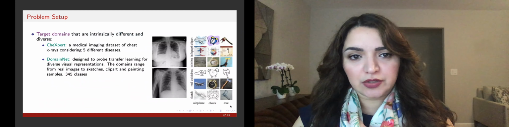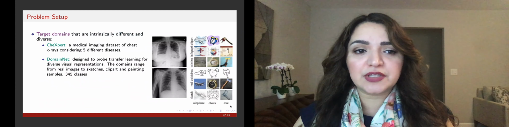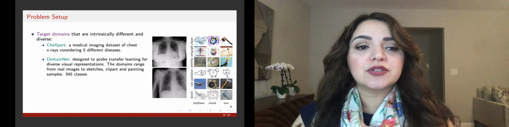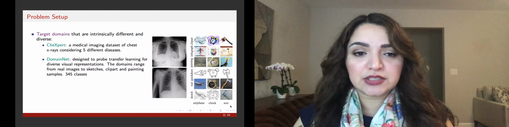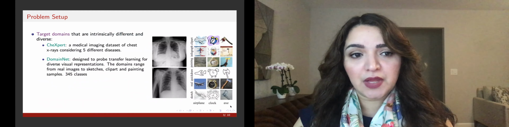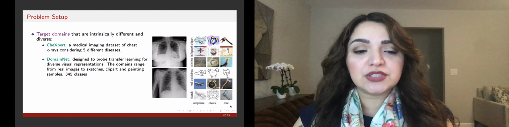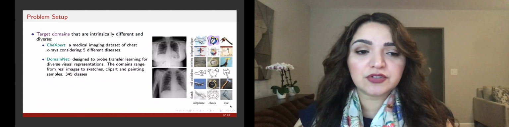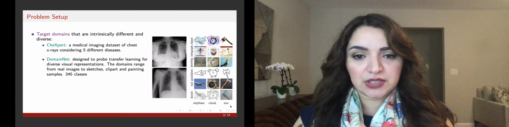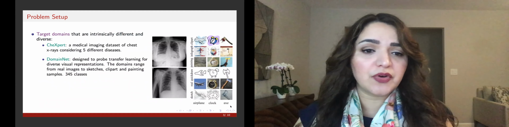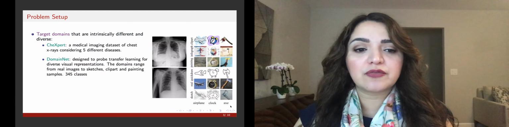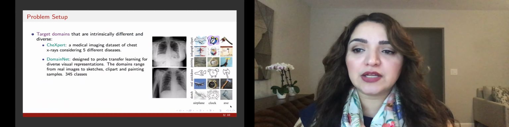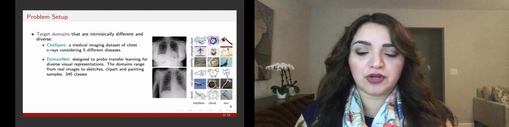We look into target domains that are intrinsically different and diverse. We look into CheXpert, which is a medical imaging data set of chest x-rays considering 5 different diseases. We also look into DomainNet, which is designed to probe transfer learning for diverse visual representations. The domains range from real images to sketches, clip art, and painting samples. There are 345 classes, and you could see the sample of images on the right.